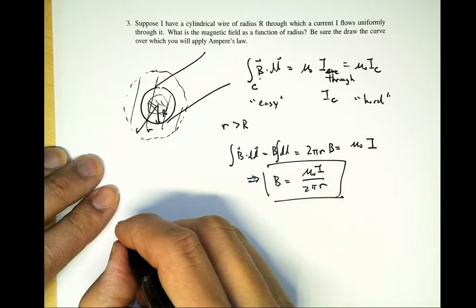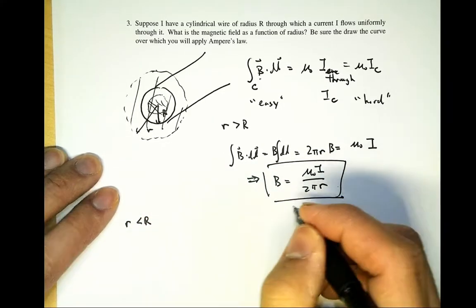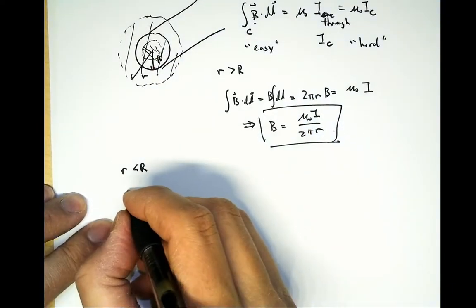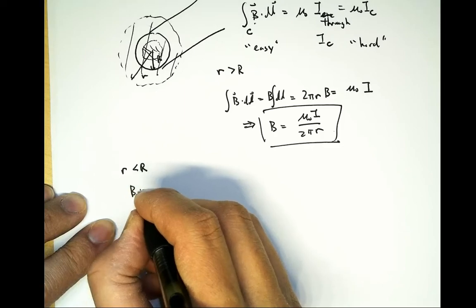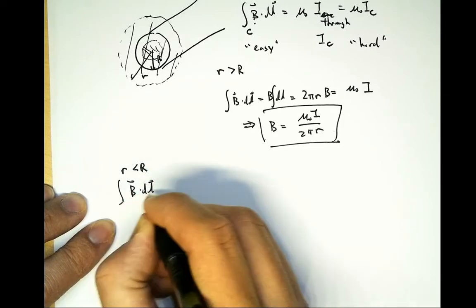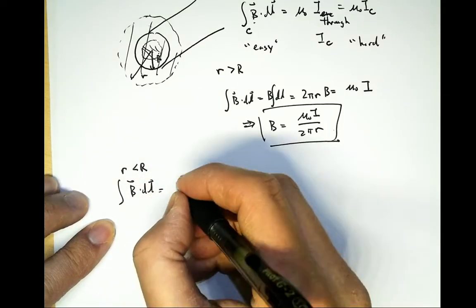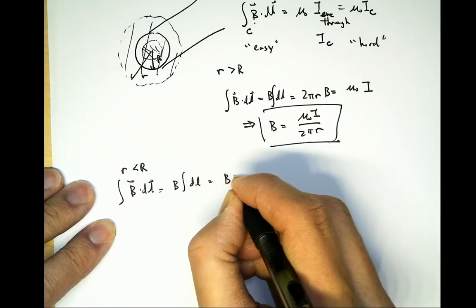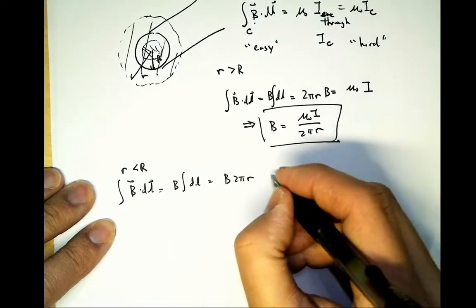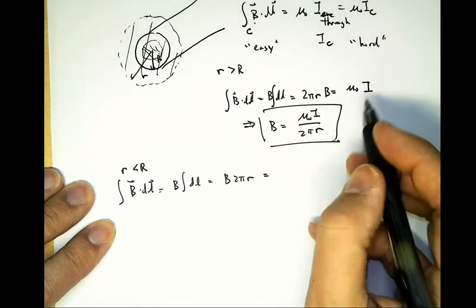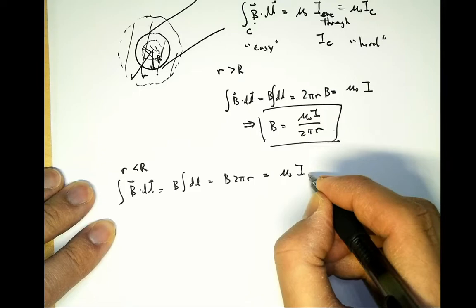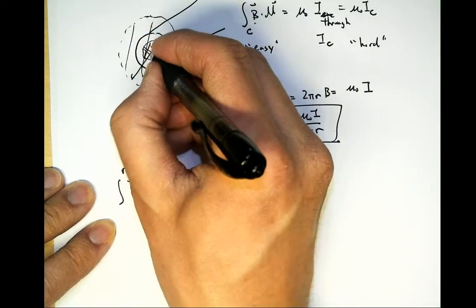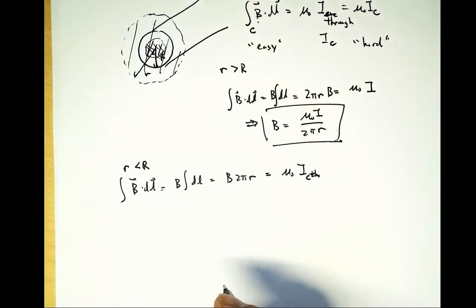Now let's do the second one, r less than capital R. Again, it's the same thing on this side. B dot dl, because of symmetry arguments, is B times the integral of dl, which is just B times 2 pi r. That's the easy part. Let's set that equal to the hard part, mu 0 times I_C. And this is going to be a much smaller area. So what is that going to be equal to?